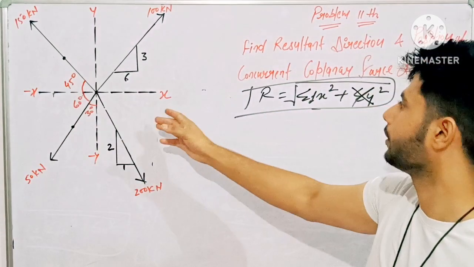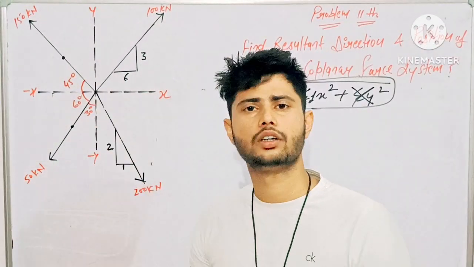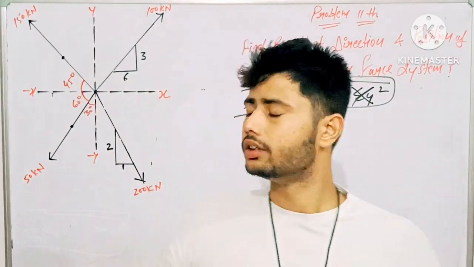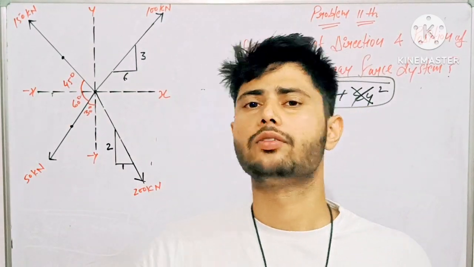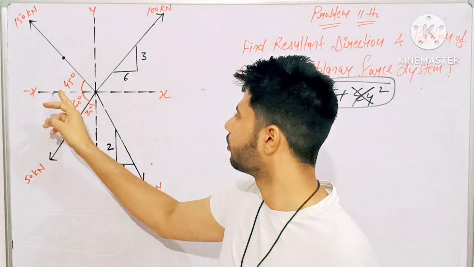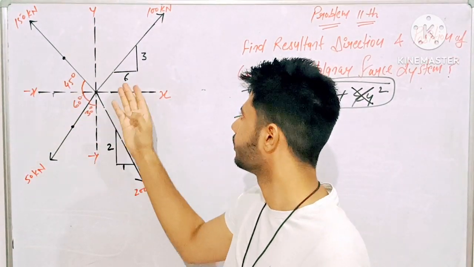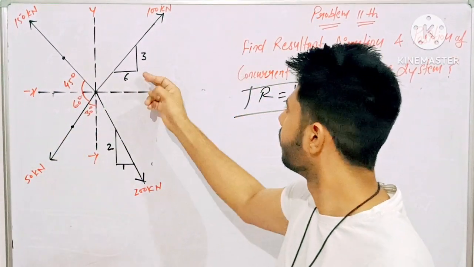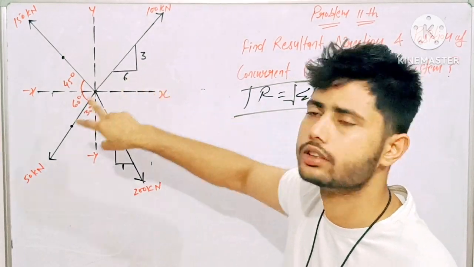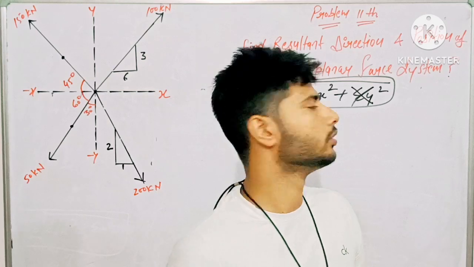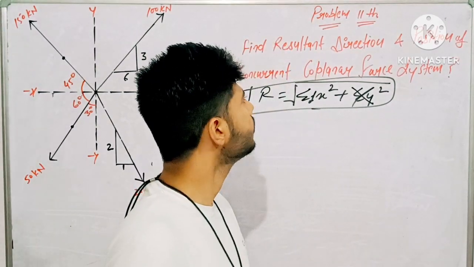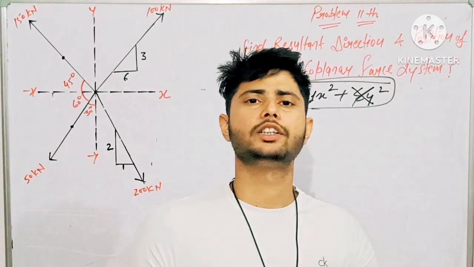Here in the concurrent coplanar force system, 4 forces are available. Due to these 4 forces, and these forces are all inclined at angles of theta, 45 degrees, 60 degrees, and here the angles are not available. We will try to find this in the next video. But here we are talking about what the direction is.